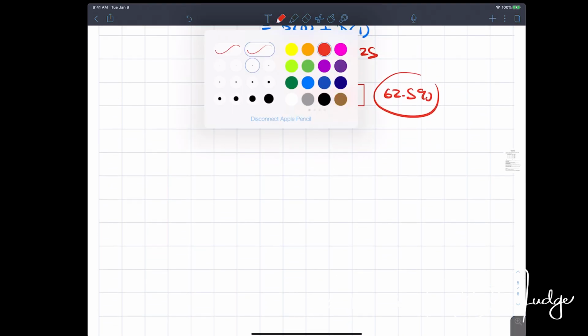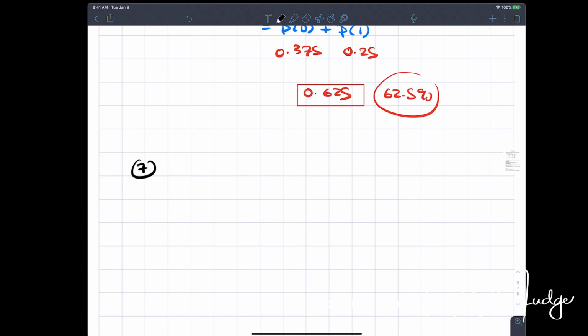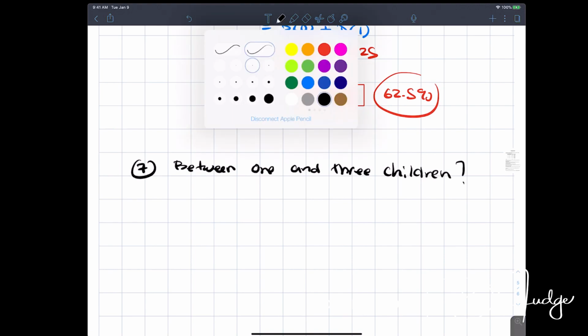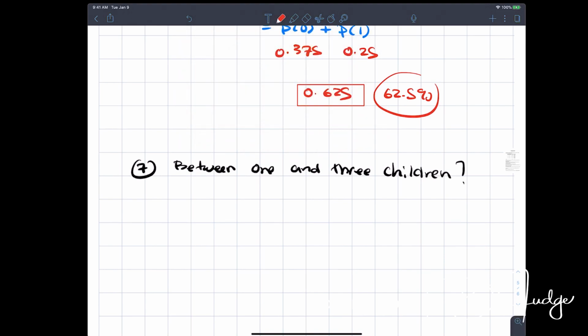Now, I'm going to say here, number 7. Between 1 and 3 children. Okay? Between 1 and 3 children. So here's something we do have to say to people. What does it mean to be between 1 and 3? Well, sometimes people say, oh, it's 2. And if you said 2, you're fine. You're correct. Yeah, it is 2.